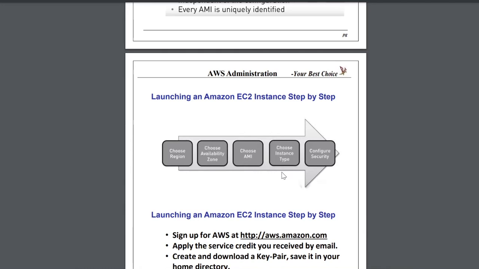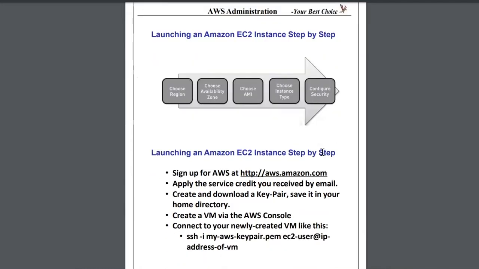Choose instance type. Yeah, what is instance type? Instance type is nothing but the hardware resources, CPU and memory. So if it is a T2 micro, T2 small, C3, C3 medium, C3 large, R3 medium, M3, these all are the instance types. And network. Configure security is nothing but a network.